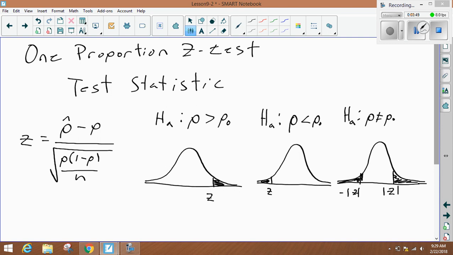So let's go ahead and do a problem. This problem is not two-tailed. I really like to do a two-tailed problem. But okay. Here we go.